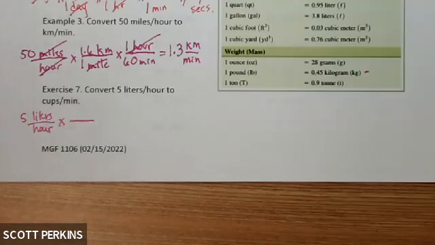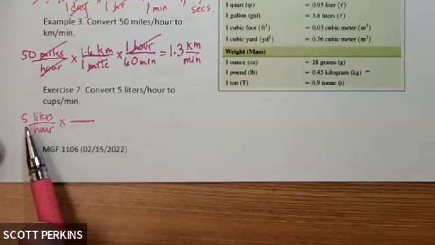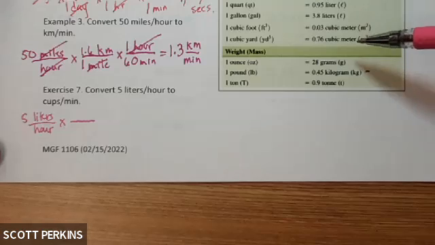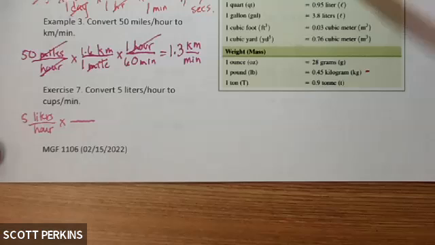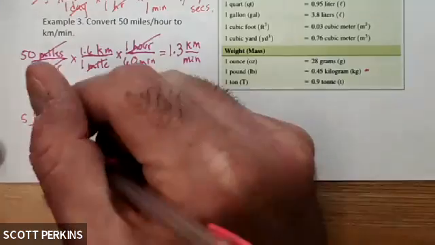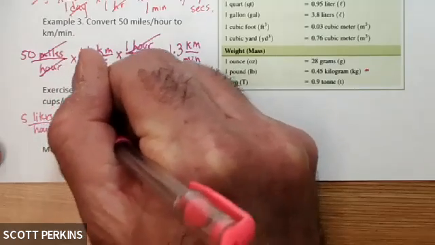Okay, again, it doesn't matter which of these two things you do first or second. I'm just going to work with the liters first for no particular reason at all. So 5 liters, I want to turn that into cups. So that's going to be in my volume. And it looks like, where are we? Teaspoons, here it is, right here. It's the 4th one down. 1 cup is 0.24 liters.